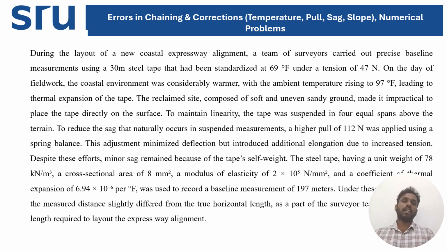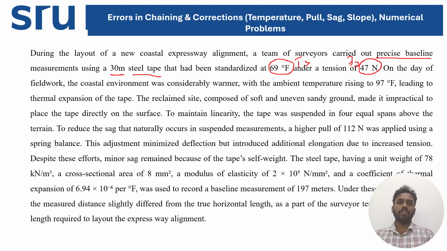Now we'll see a worked example for all the corrections. This is your scenario-based question, right? During the layout of a new coastal expressway alignment, a team of surveyors carried out a precise baseline measurement using a 30-meter tape. So your length of tape is 30 meters, a steel tape. It is standardized at a temperature TS equal to 69 degrees Fahrenheit and a tension PS equal to 47 Newton. So this is your TS and this is your PS.